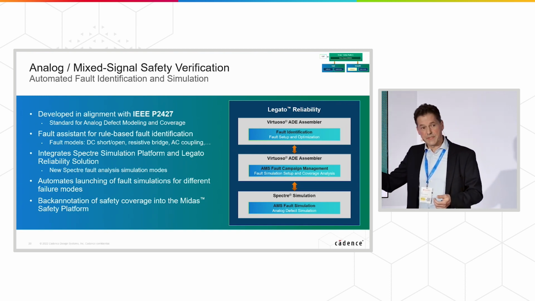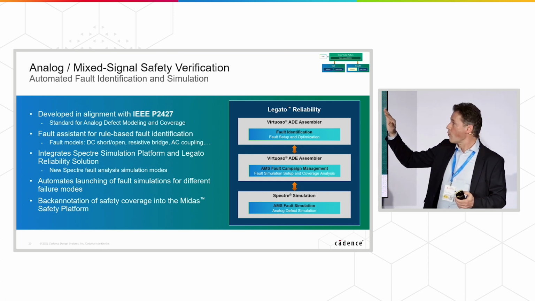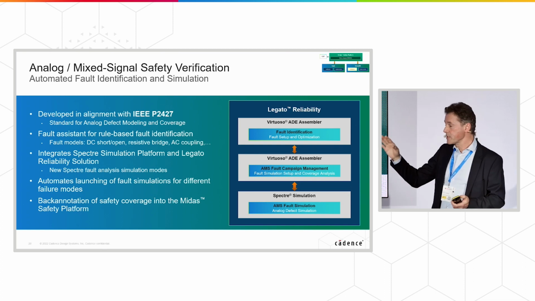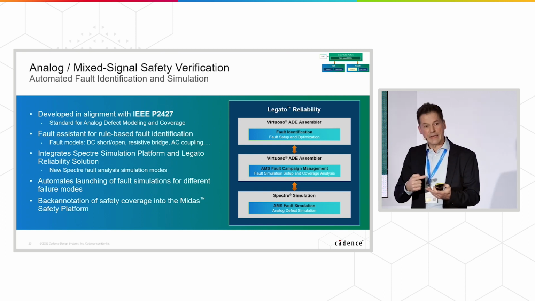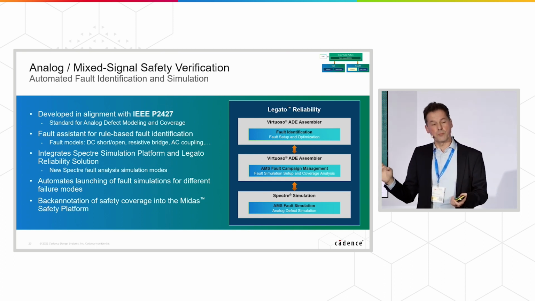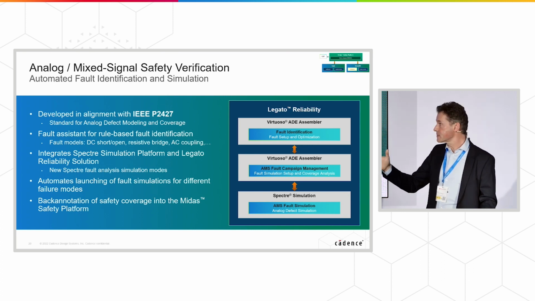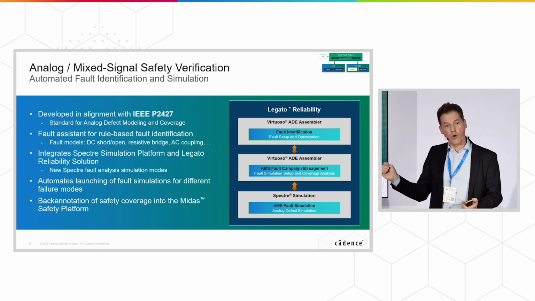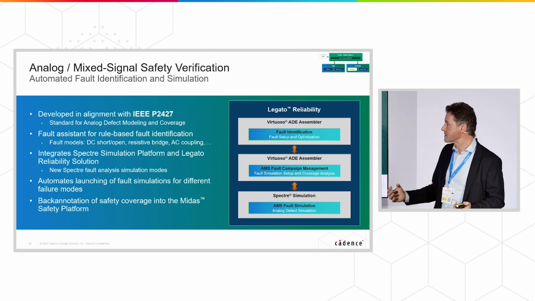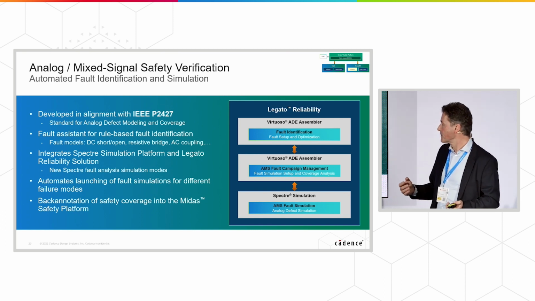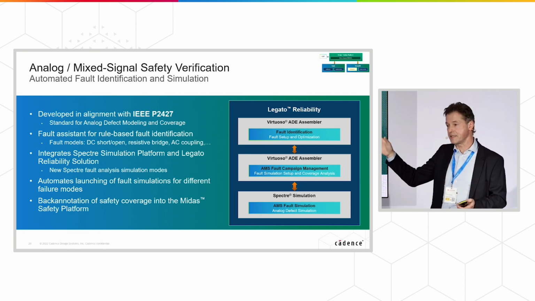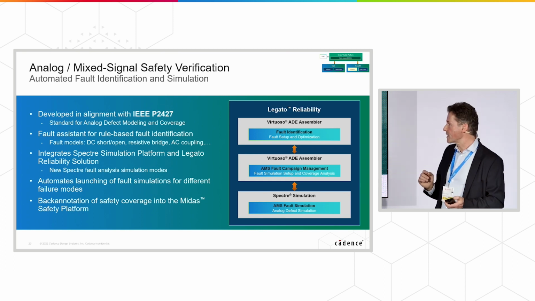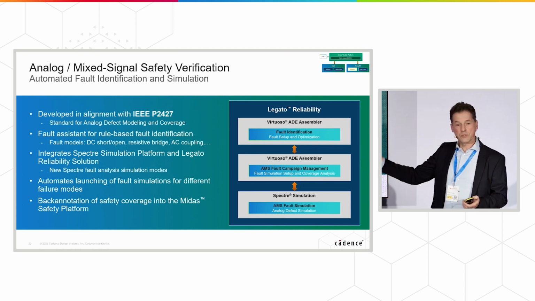If we look now into the analog side, here we are talking about an automated fault identification and simulation, because we have very different types of faults. We have maybe opens, shorts, high resistance, AC coupling, and so the IEEE P2427 has defined a list of defects that our ADE Assembler tool can automatically inject and generate this fault list based on certain rules that you define in the tool. Once the defects are defined, you can simulate those defects using the Spectre simulator with two dedicated algorithms optimized for fault simulation. And then you can also back annotate those coverage values that you get out of this simulation into the MIDAS safety platform.